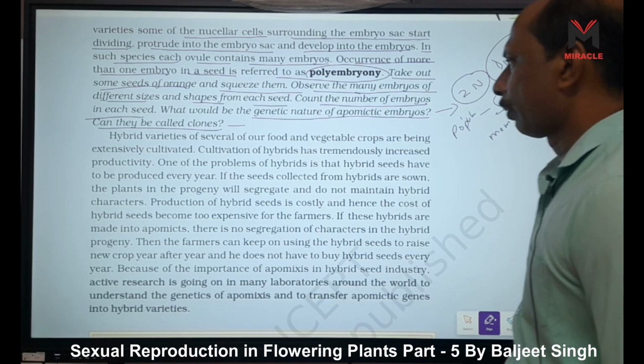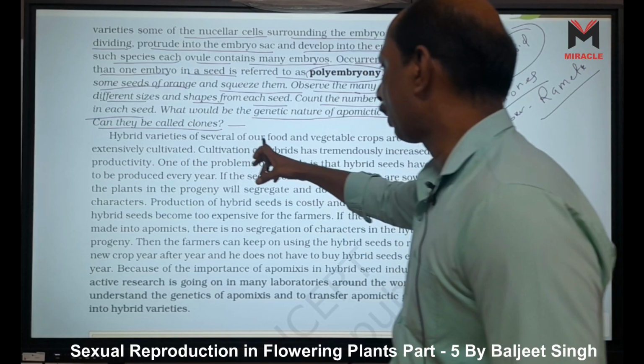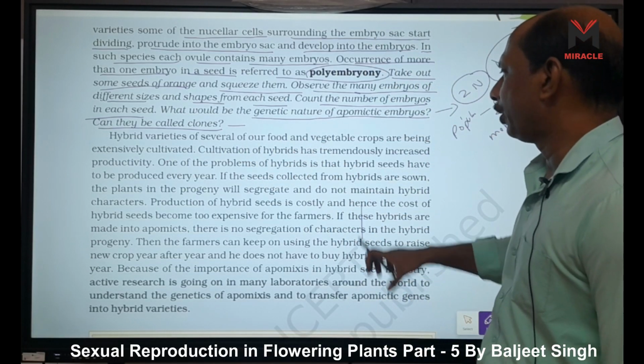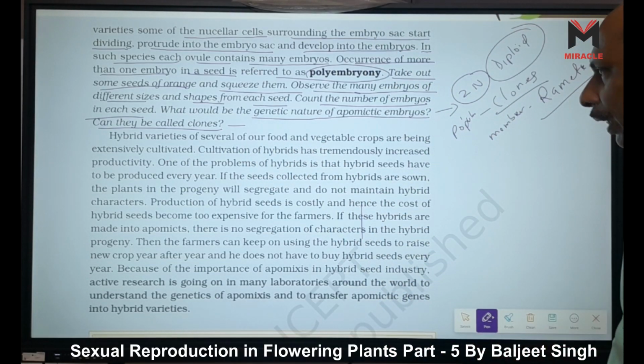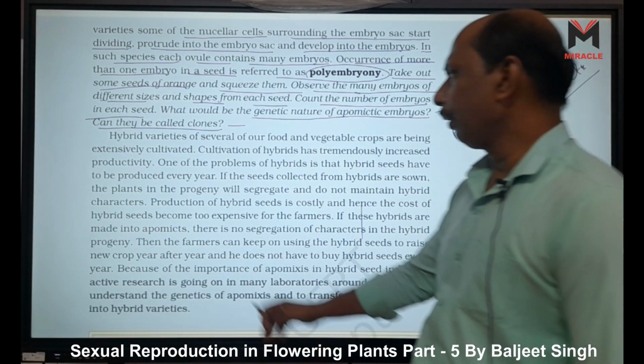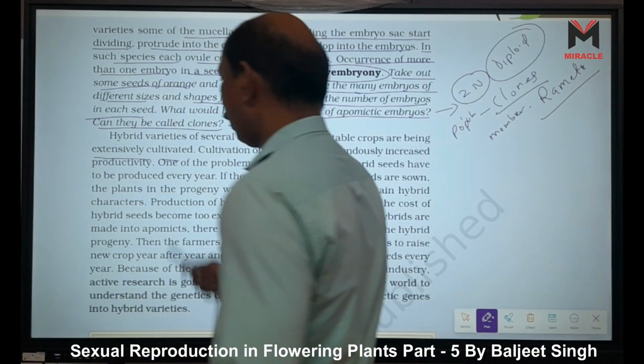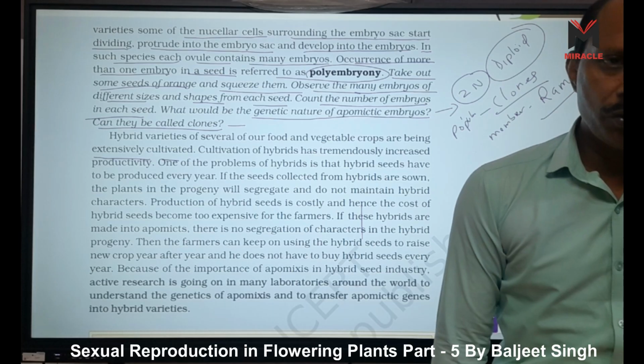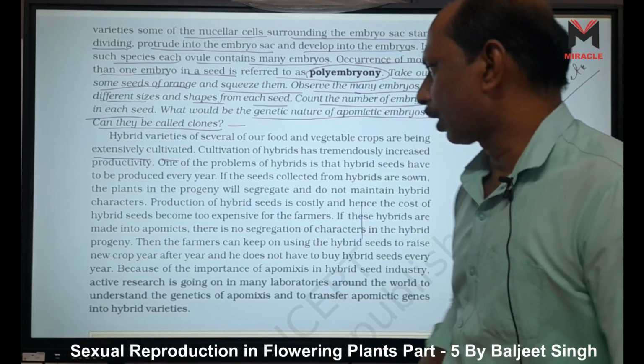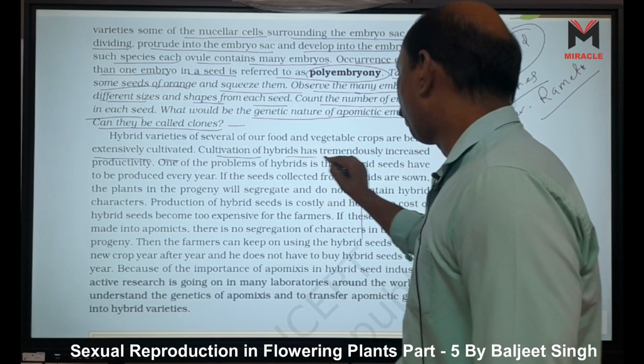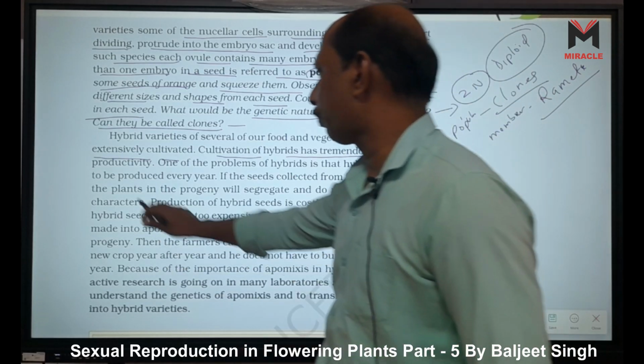Population means clones. Hybrid varieties of several of our food and vegetable crops are being extensively cultivated. This time we use hybrid seeds. Why do we use hybrid seeds? Because their production is very high. Cultivation of hybrids has tremendously increased productivity.